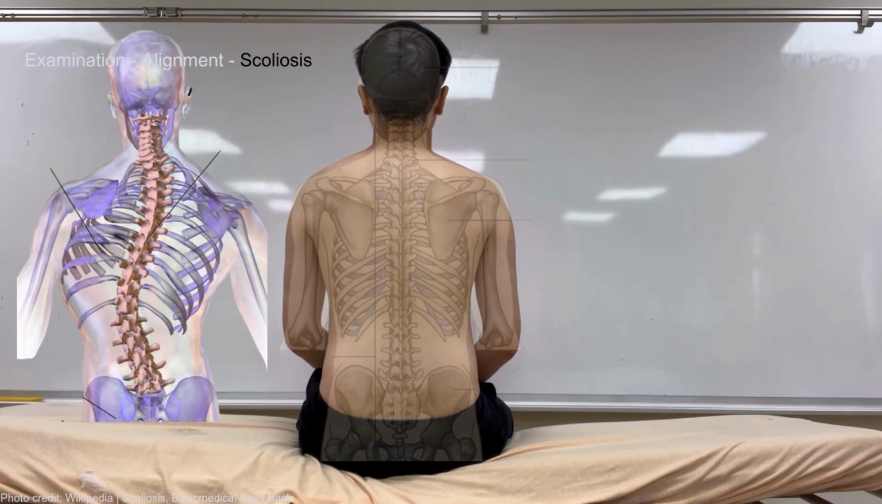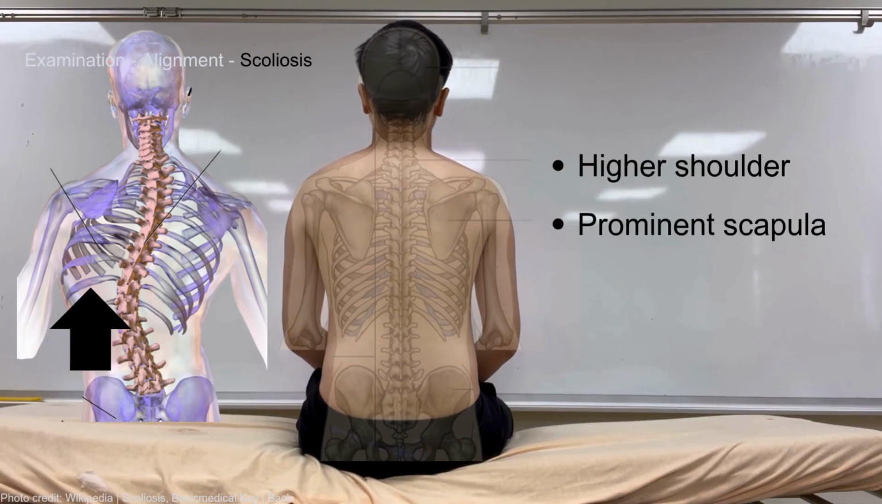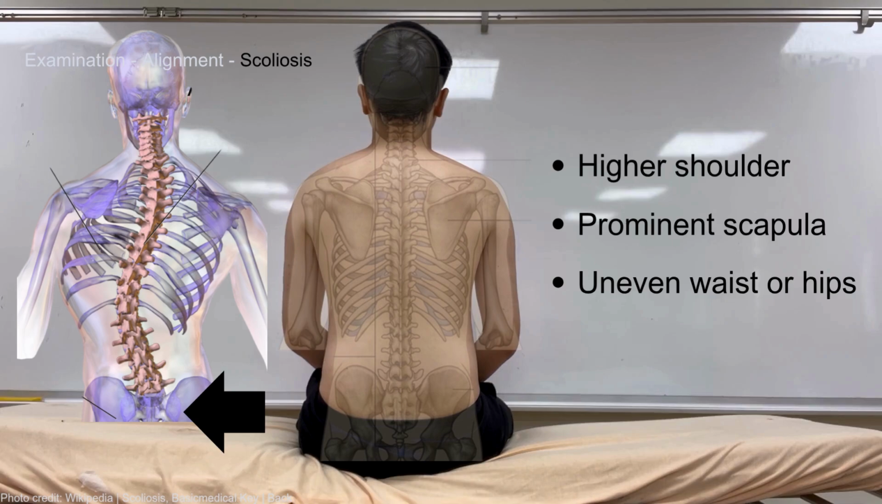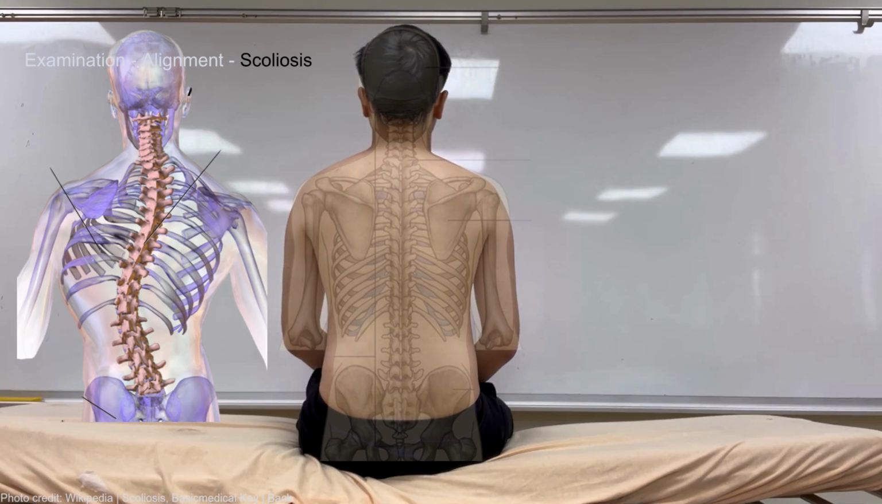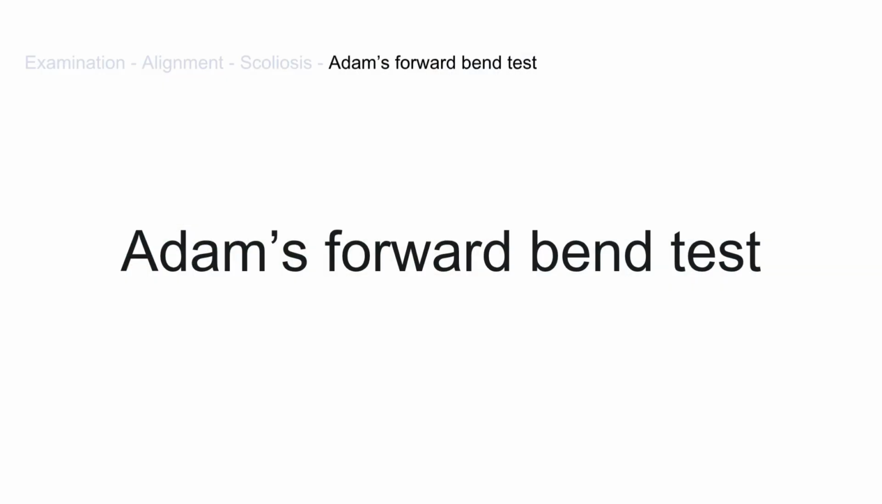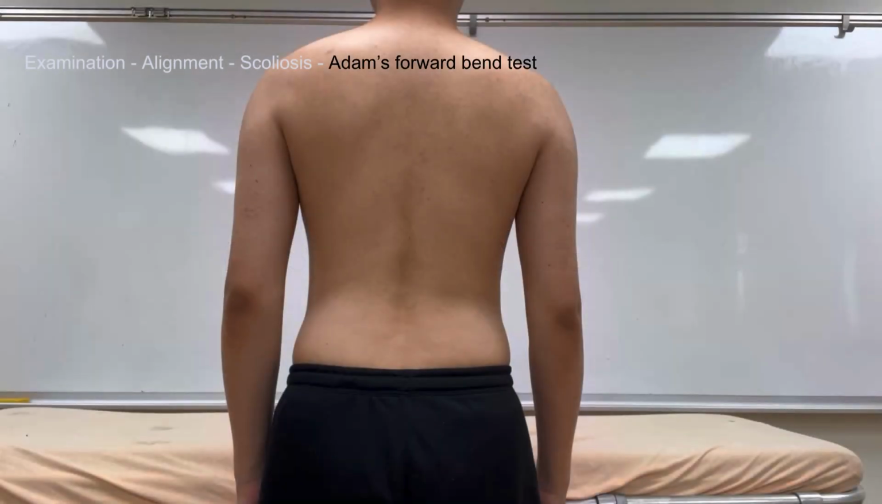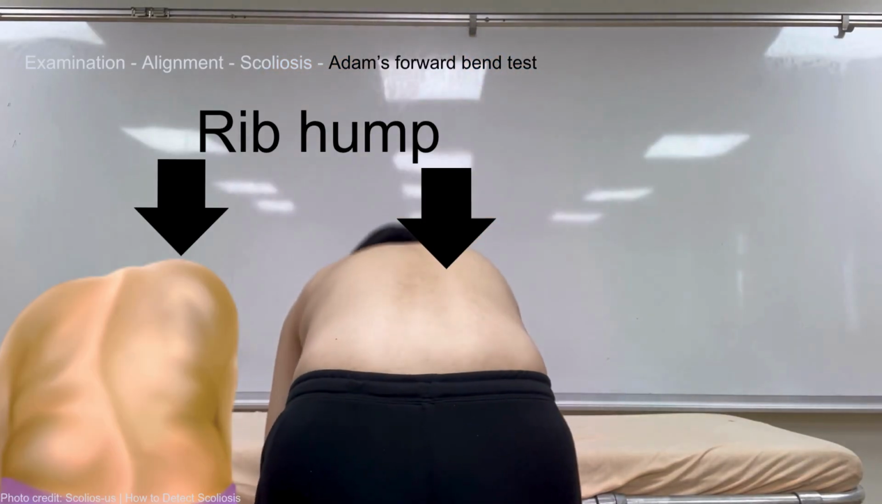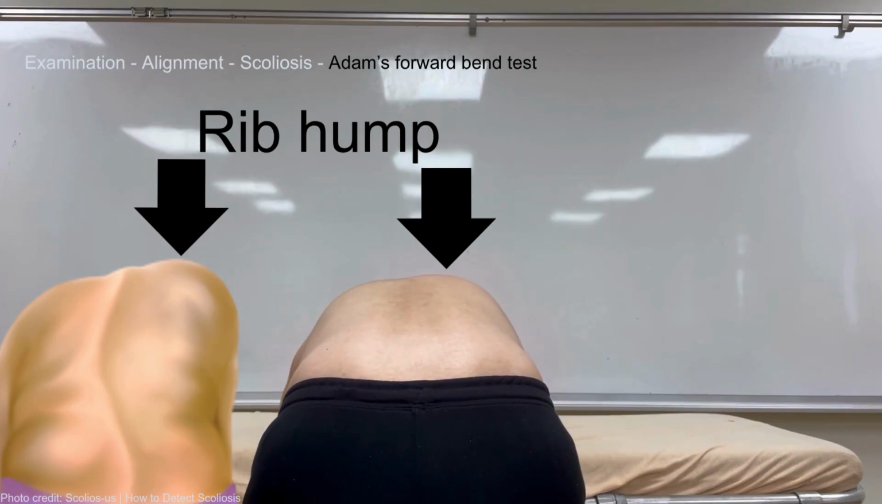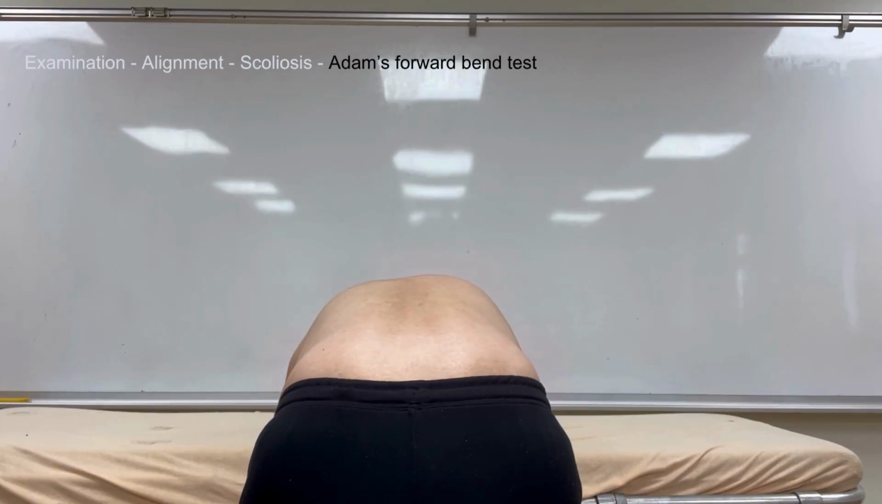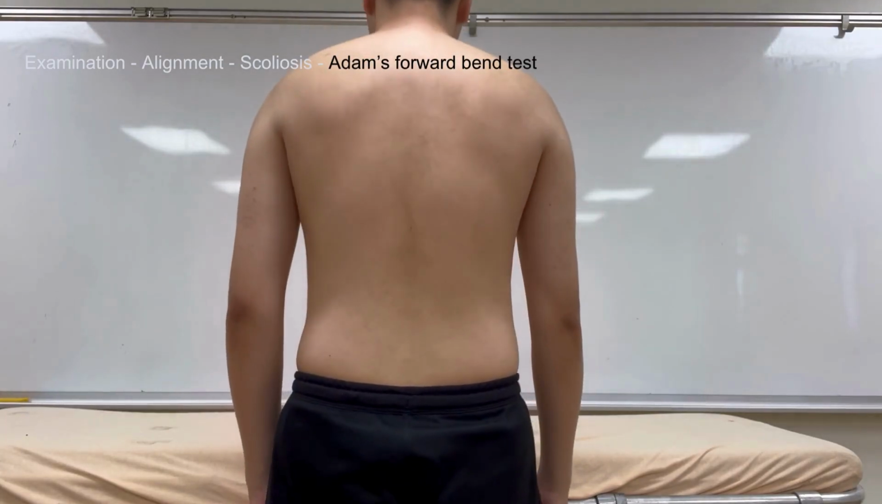When screening for scoliosis, key features to look for include one shoulder sitting higher than the other, a scapula appearing more prominent, an uneven waist or hips, and the head not centered over the pelvis. A useful tool for scoliosis screening is the Adams forward bend test. Ask the patient to bend forward at the waist, with feet together, knees straight, and arms relaxed downward. From behind, observe for a rib hump or asymmetry in the rib cage or lumbar region, which may indicate vertebral rotation, uneven spinal contour, or lateral deviation of the spine.